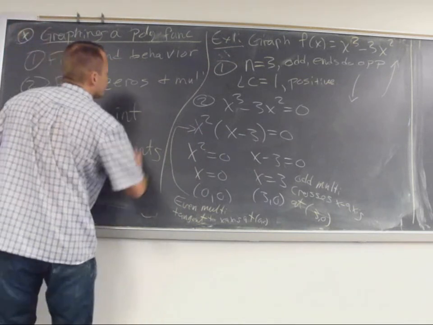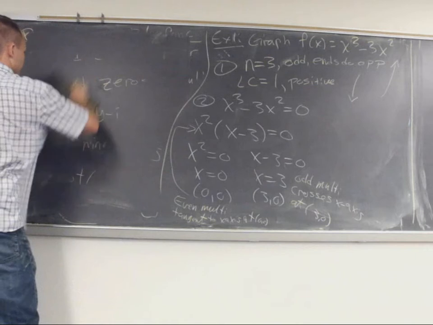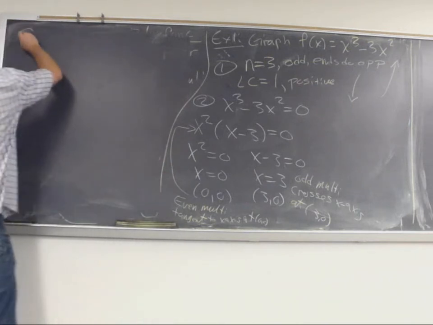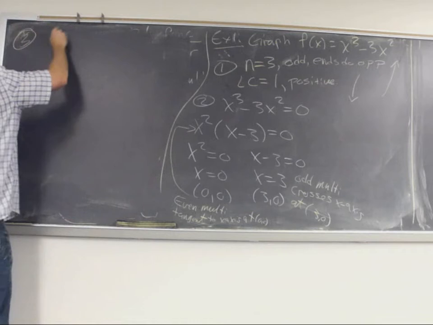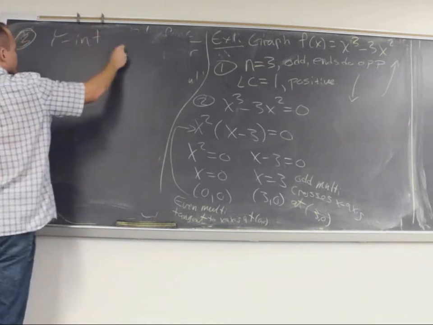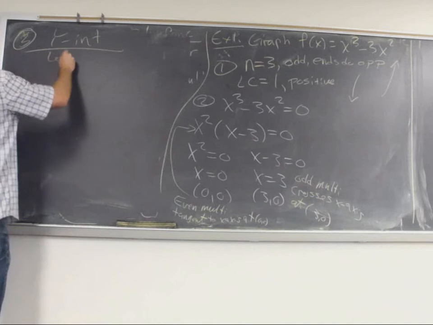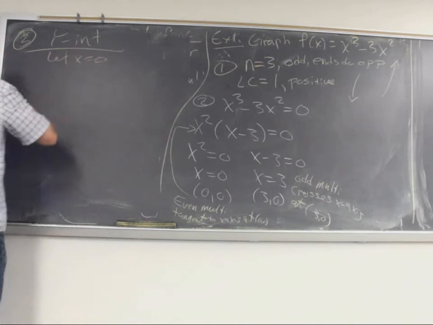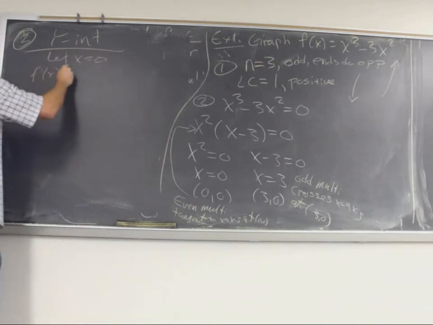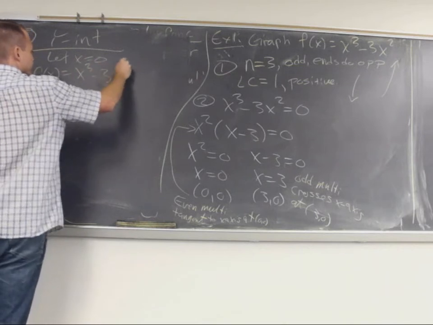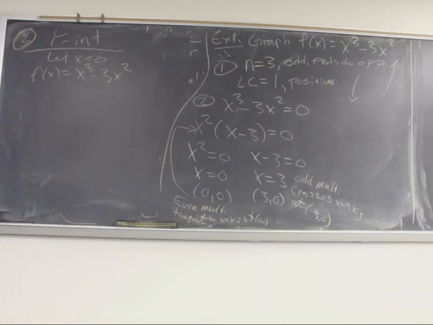I'm just running out of room here, so we'll just find the y-intercept over here and the turning points. 3, find the y-intercept. So to find the y, we let x equal 0, and this is our function. So now just replace all the x's with zeros.